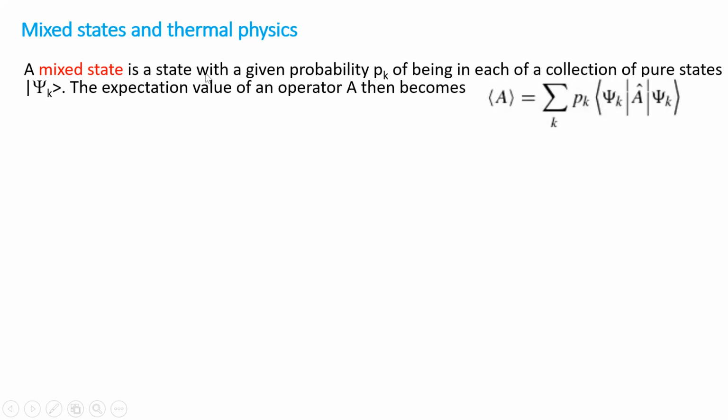So there's a classical probability p_k of being in each quantum state psi_k. So the expectation value of an operator A then becomes the sum over k, all the components of the mixed state, of the probability of each component times the expectation value of the operator A in each of those pure states. So this is a generalization of the expectation value to mixed states, where we just put the classical probability p_k in front of our hopefully familiar expression for the expectation value of the pure state psi_k, and then sum over all k.